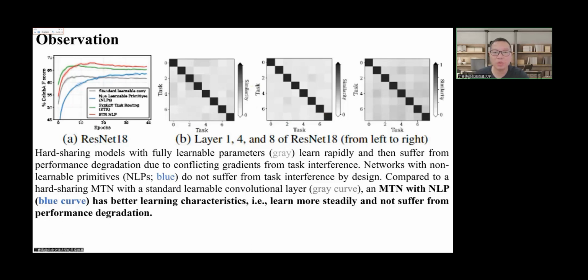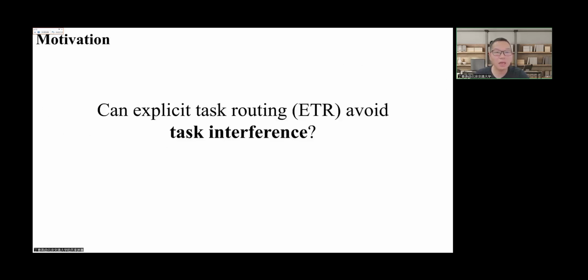As shown, we observe that hard parameter sharing models with fully learnable parameters, the green curve, learn rapidly and then suffer degradation due to the conflicting gradients from task interference. Networks with non-learnable primitives, for example, the blue curve, do not suffer from task interference by design. Compared to a hard-sharing multitask network with a standard learnable convolutional layer, the green curve, MTN with NLP, the blue curve, has better learning characteristics, learns more steadily, and does not suffer from degradation.